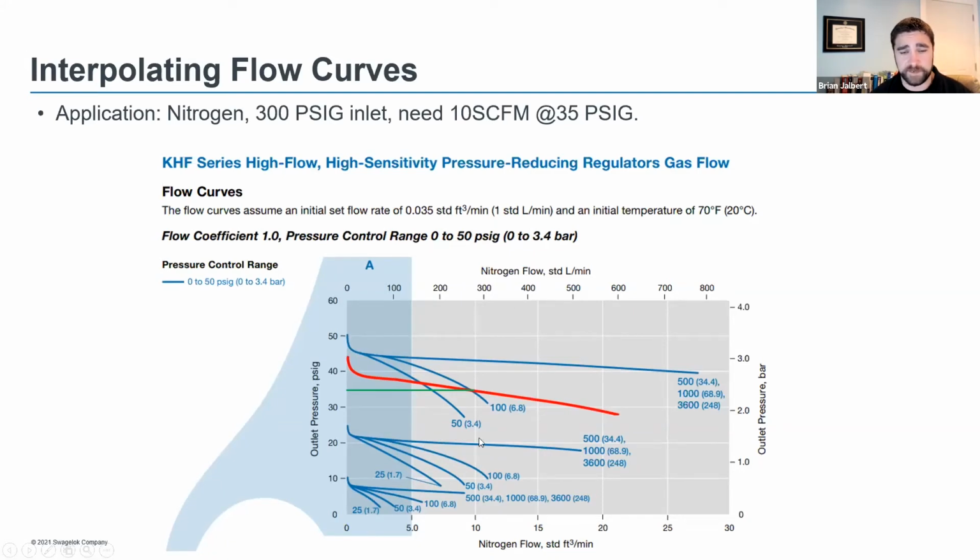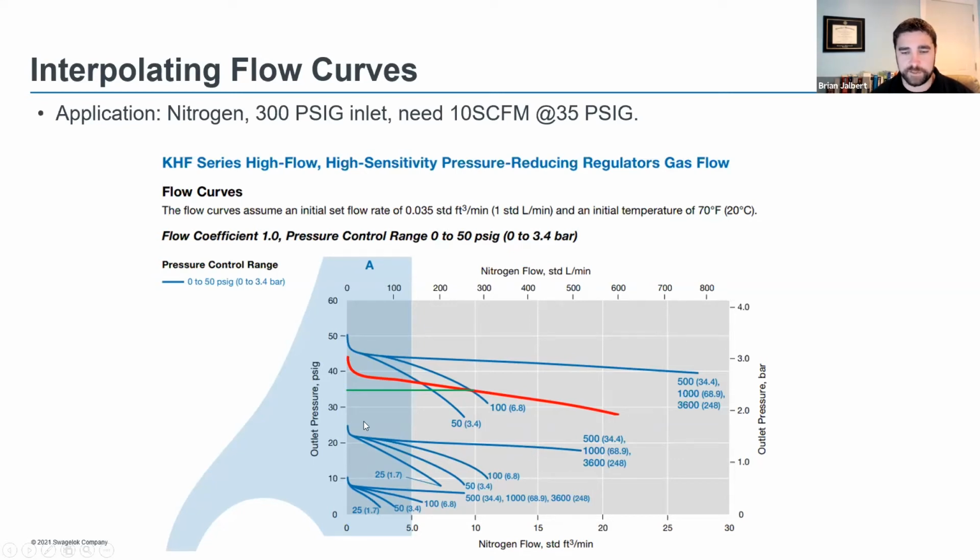Also, another thing to keep in mind is this particular flow curve only has one control range on it. So this is a 0 to 50 control range spring. A lot of flow curves have multiple springs graphed on the same curve. So there might be a 0 to 25 curve on there. And if you use that 0 to 50 PSI extrapolated curve and bring it down below 25 PSI, and there's a 25 PSI curve on there, you're not going to get the same performance.